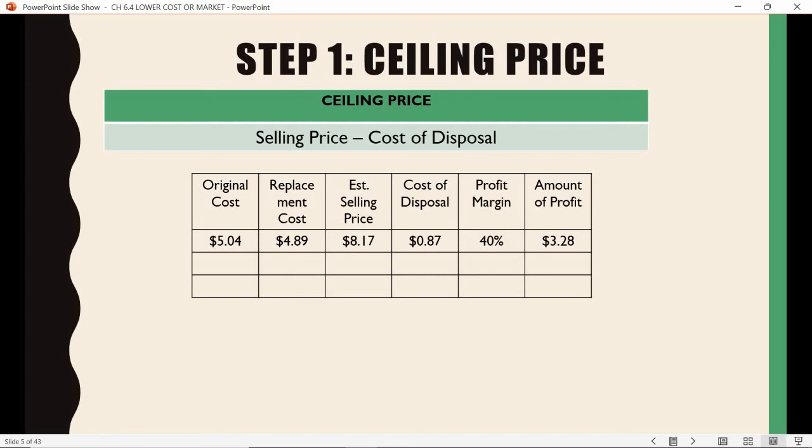So in this case, step 1 tells me that I need to solve for my ceiling price. The formula to solve for my ceiling price is my selling price, not ceiling, my selling price minus my cost of disposal. In this case, my selling price is $8.17, and I need to subtract out my cost of disposal, which is 87 cents. So that should give you a total of $7.30. So that's your ceiling.